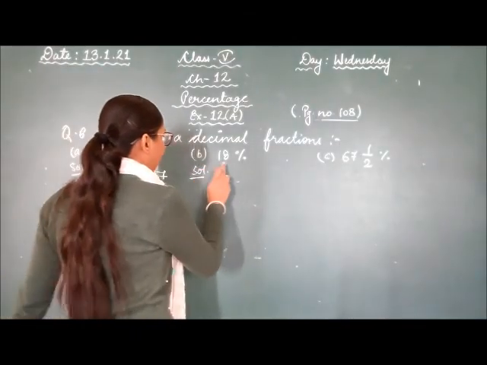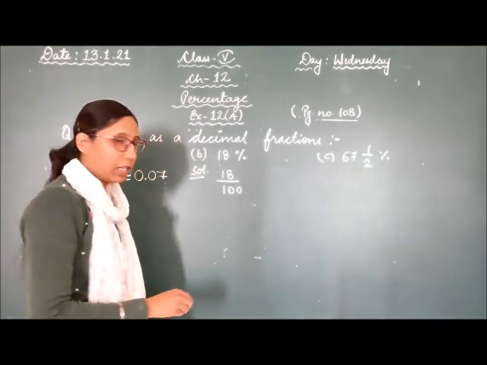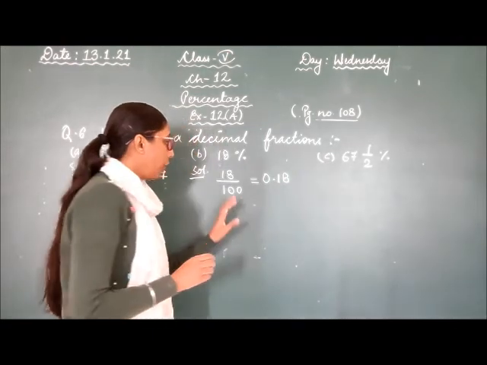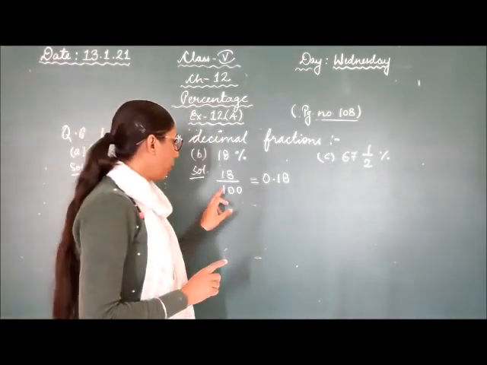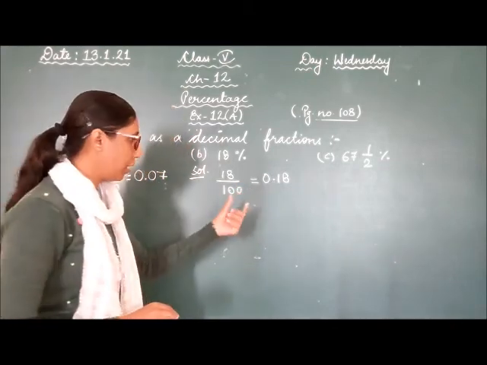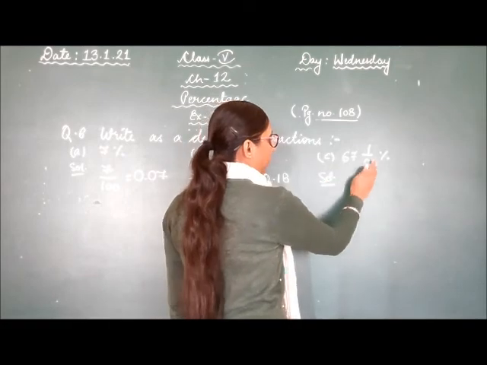In B part, 18%. 18% can be written as 18 by 100. So now this will be 0.18 because we are going to put a decimal point 2 digits before. So 2 digits before क्या हो जाएगा, 8 and 1 से पहले decimal point आ जाएगा, and this is the answer. Now in this one, 67 1 by 2.